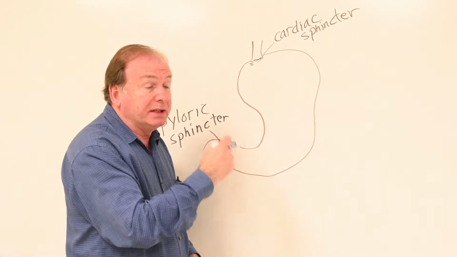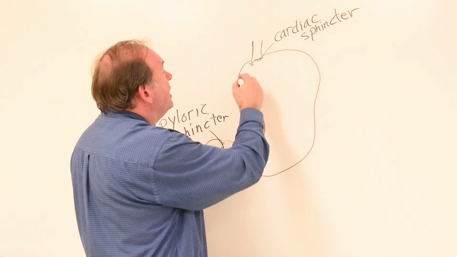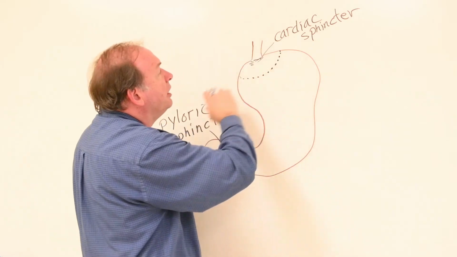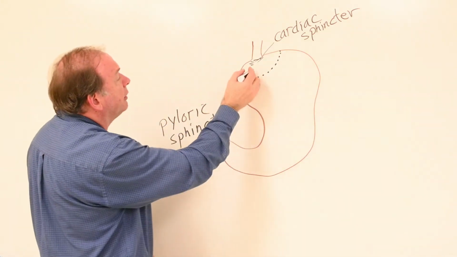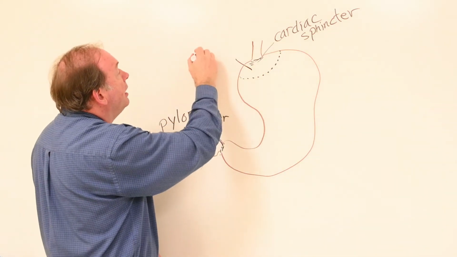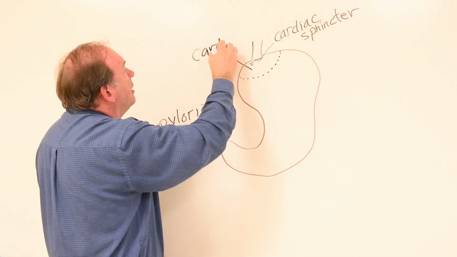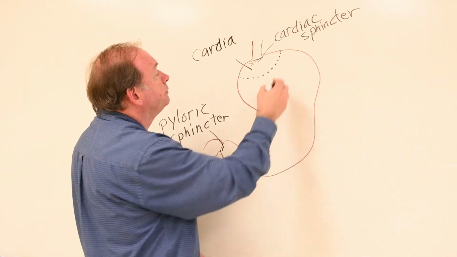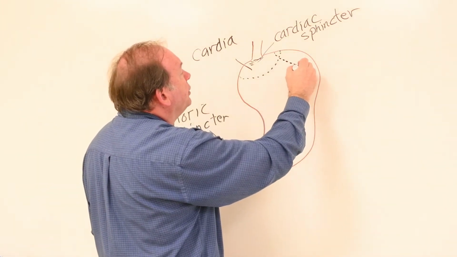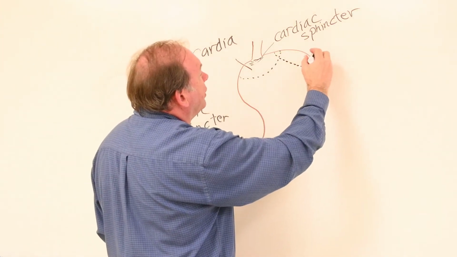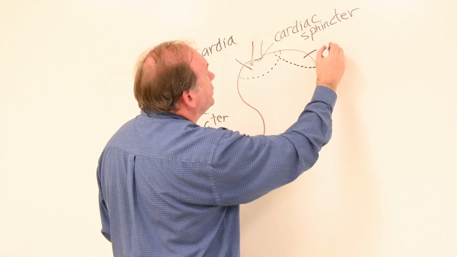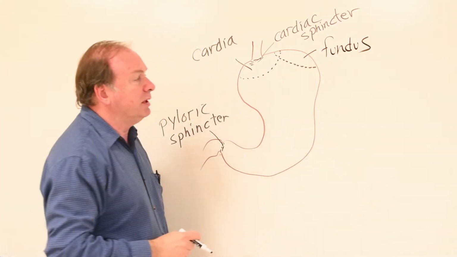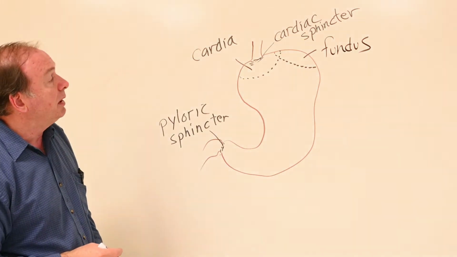The stomach is divided into different regions. That region near the cardiac sphincter we refer to as the cardia or cardiac region of the stomach. This region that pushes up against the diaphragm over on this side, this is referred to as the fundus or fundic region of the stomach.